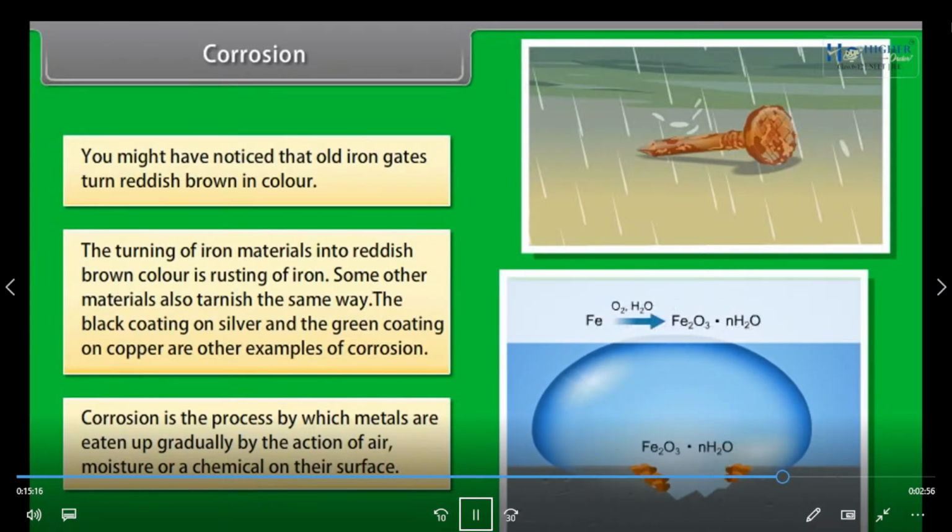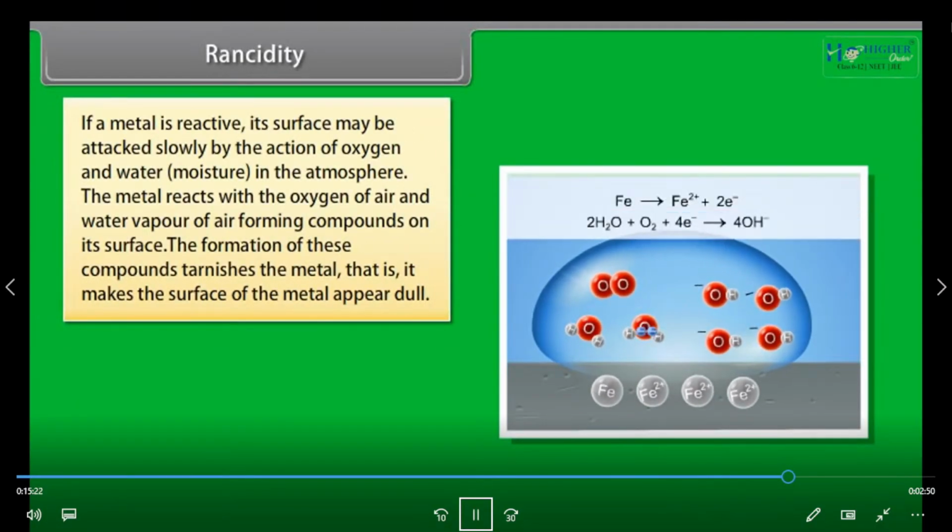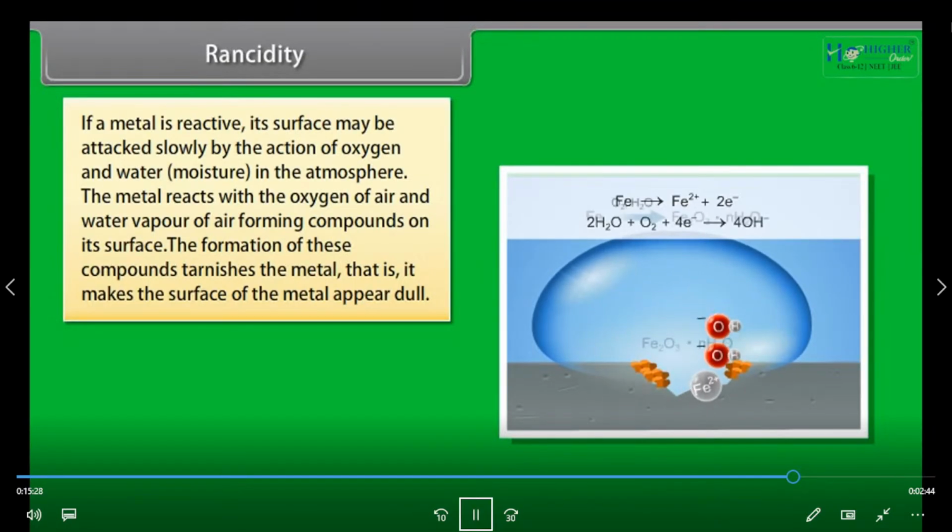If a metal is reactive, its surface may be attacked slowly by the action of oxygen and water in the atmosphere. The metal reacts with the oxygen of air and water vapor of air, forming compounds on its surface. The formation of these compounds tarnishes the metal, that is, it makes the surface of the metal appear dull.